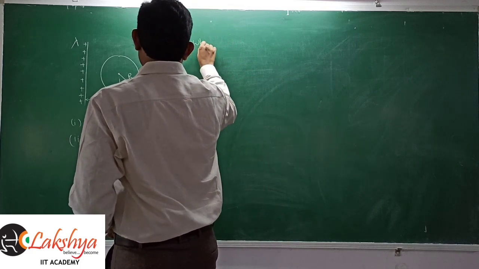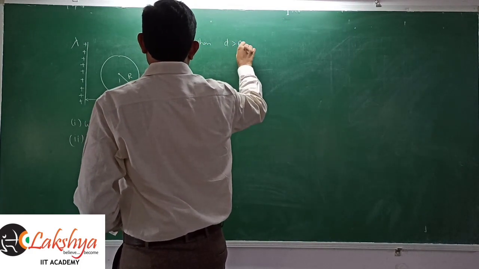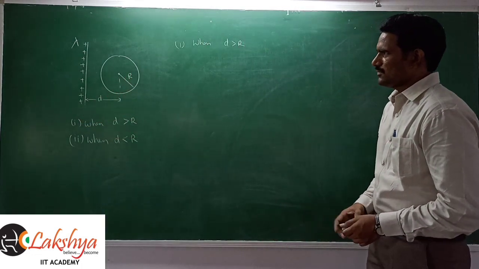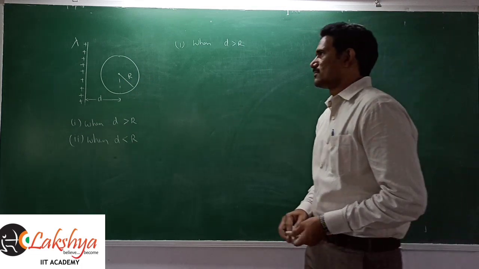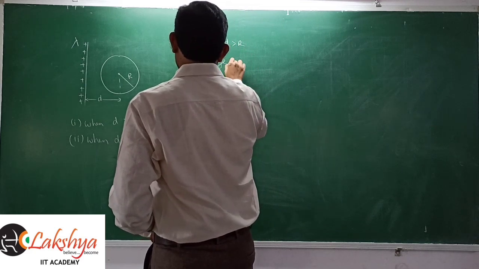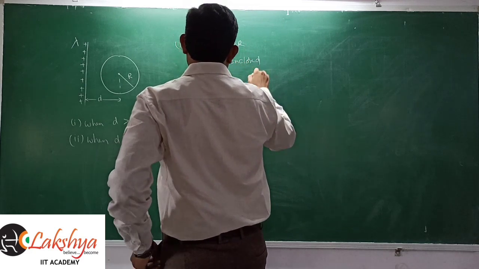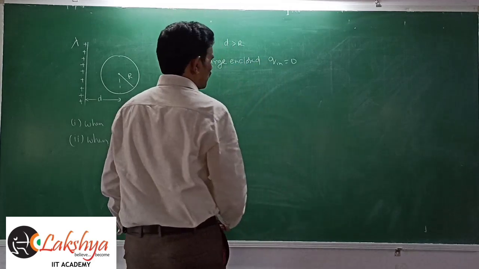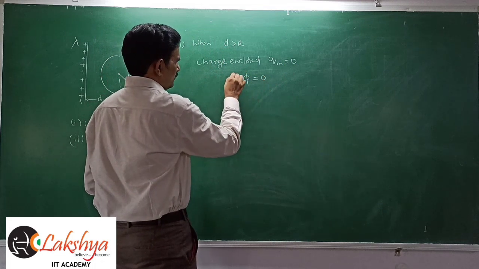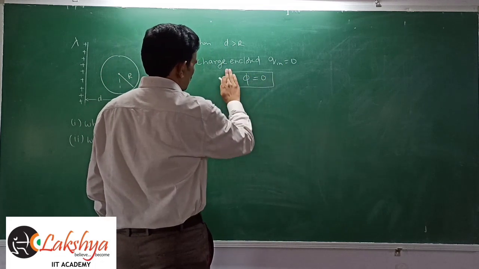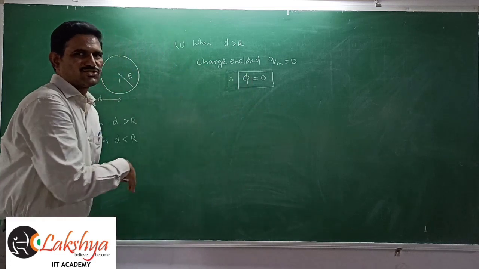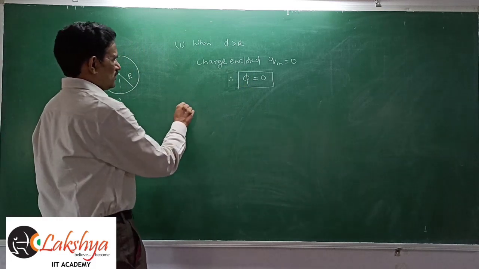So the first case I am taking here is when d is greater than r. When d is greater than r, the given diagram itself is clear. So then what is the charge enclosed by the sphere? No charge is enclosed here because the total line is outside, so we can write the flux passing through that surface is 0. Got it? Flux passing through that surface is 0 because total charge is outside only, so no flux is passing through that. And so now let us take the second case.